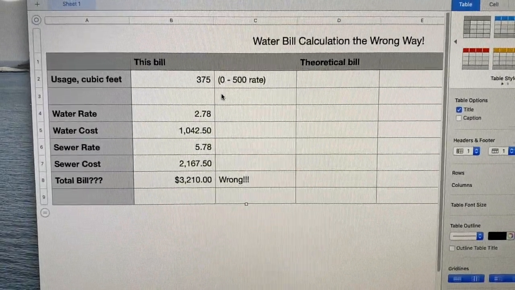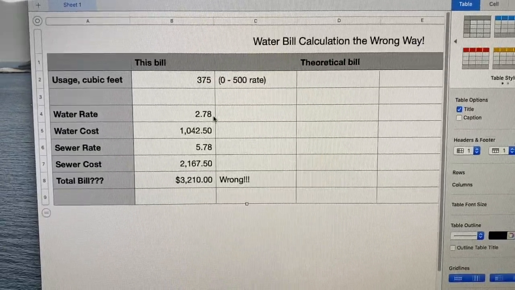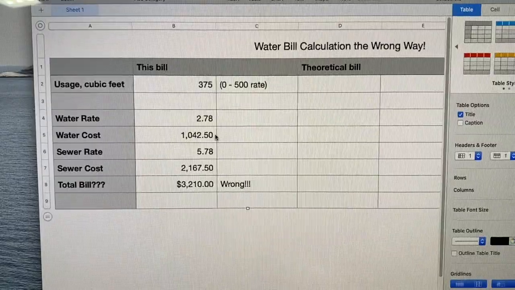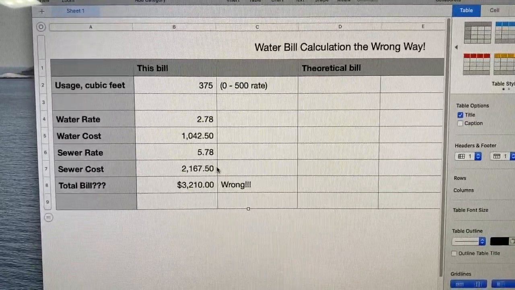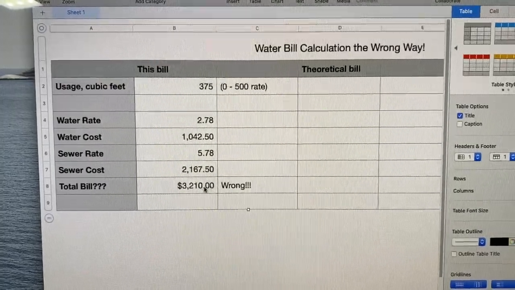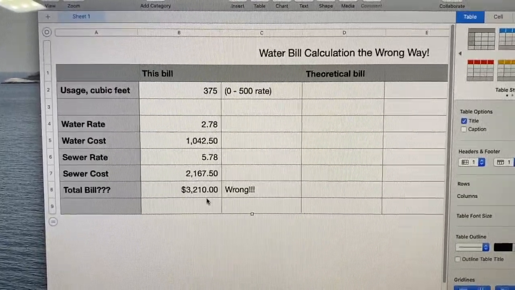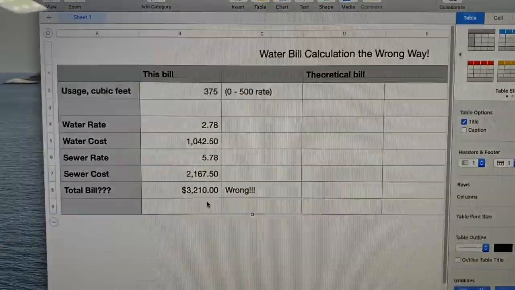So if you took that literally and you tried to multiply those two numbers together, 375 times $2.78, you'd get over $1,000 for water. And at the sewer rate, you'd have another $2,000 and change for sewer or wastewater. You'd be paying $3,000 for a 3-month water bill. That's clearly not how it works. So what's really going on?